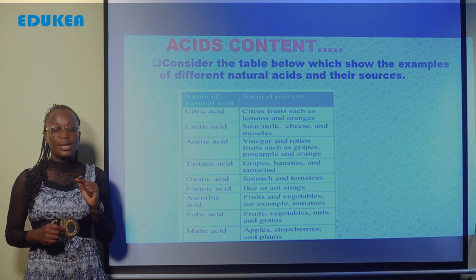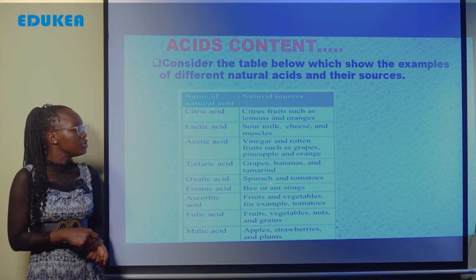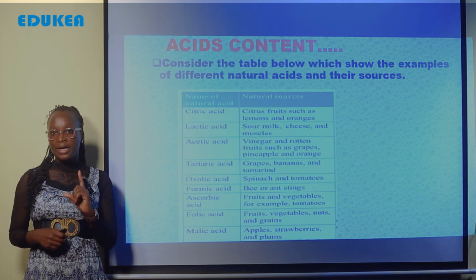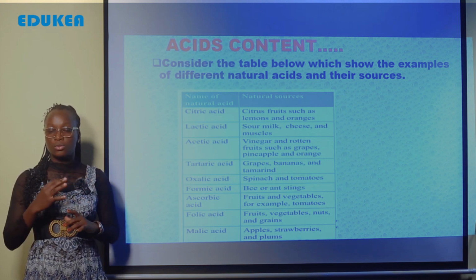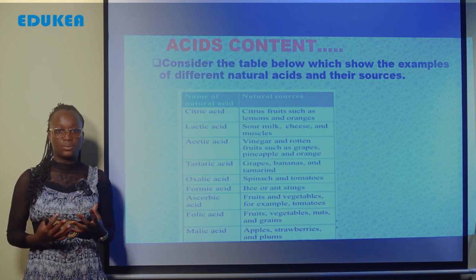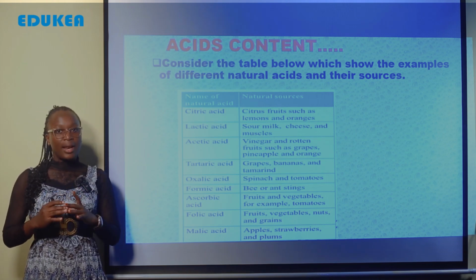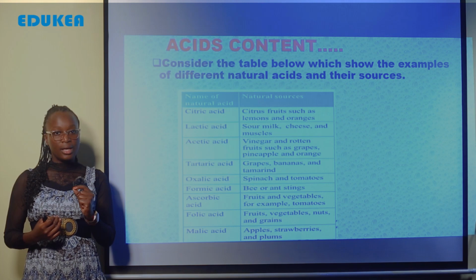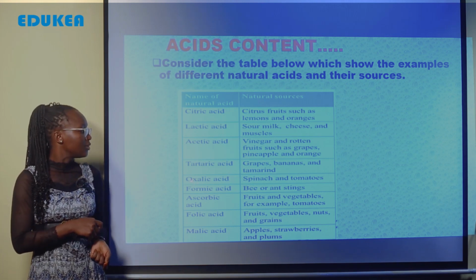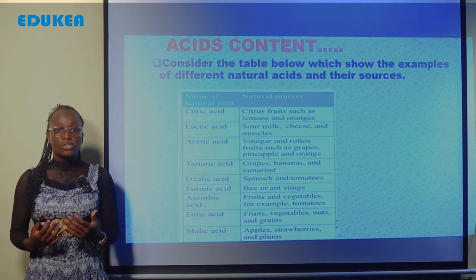Kwa spinach ni aina ya mboga huwa tunakula sana kule nyumbani. Spinach ni majani yale. So na yale majani tunayala kama mboga. They contain this acid which is oxalic acid. Also in the tomatoes, kwenye nyanya kuna acid ambazo hizi acid actually ni natural.